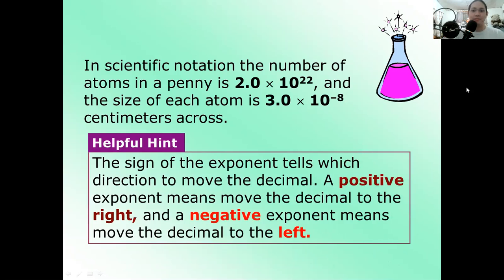Now, a helpful hint: the sign of the exponent tells which direction to move the decimal. Take note of that. A positive exponent means move the decimal to the right, and a negative exponent means move the decimal to the left. So again, a positive exponent means move the decimal to the right, as you can see in the example on the screen, and a negative exponent means move the decimal to the left.